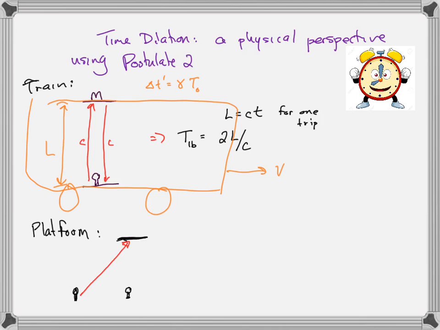So the light must have traveled along that line. And then again, the light's going to bounce back down, but by the time the light bounces back down, the mirror and the light bulb will have moved over even more, right? The mirror and the light bulb will have moved over even more. Okay. But the person on the platform absolutely sees this happen.